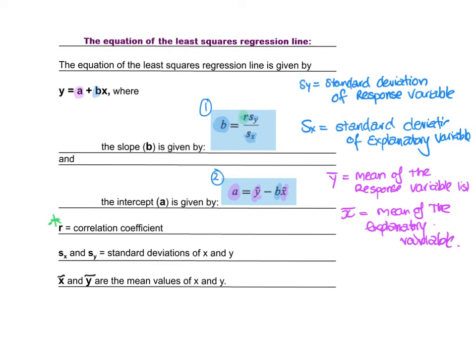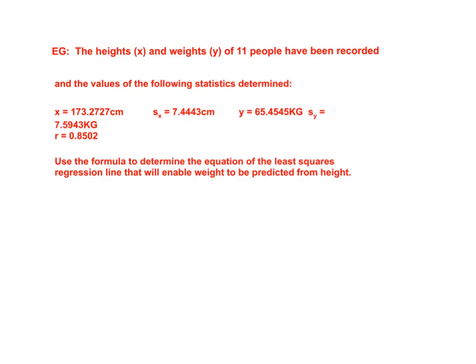So let's go have a look at a question that's got it. Here it said the heights and weights of 11 people have been recorded. They told me there that that's X. So I know this is the explanatory variable and this is the response variable, which makes sense because that's an example we use often. Okay, and they've given you the following statistics. So here I can see the mean height.